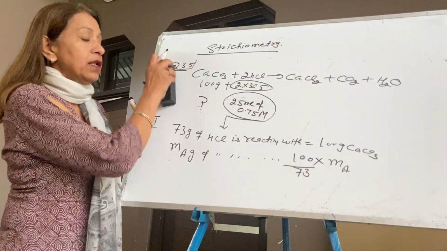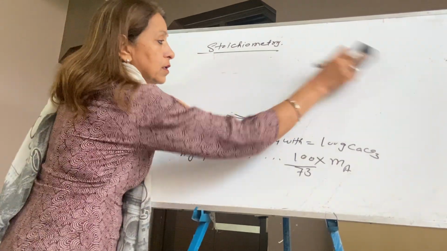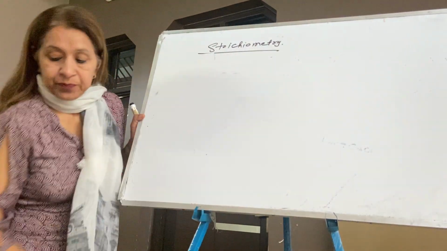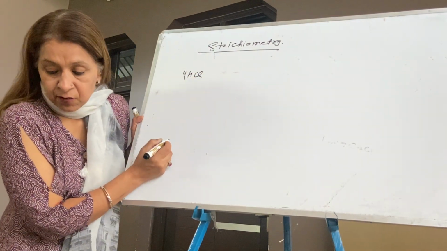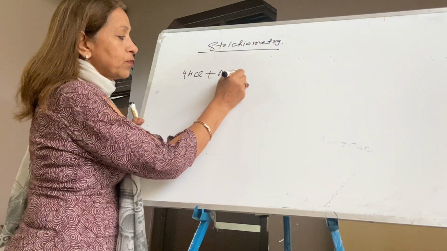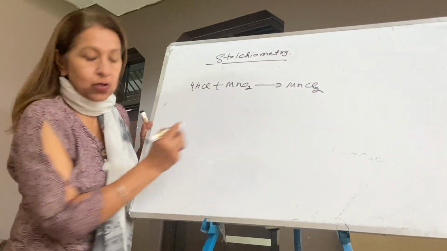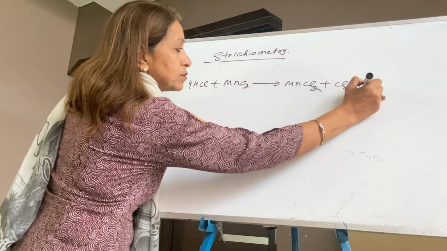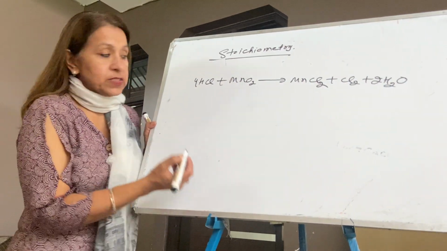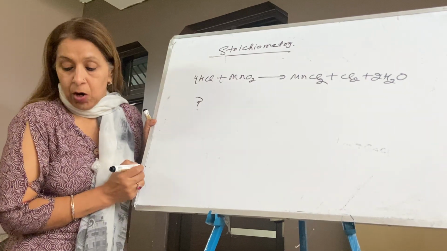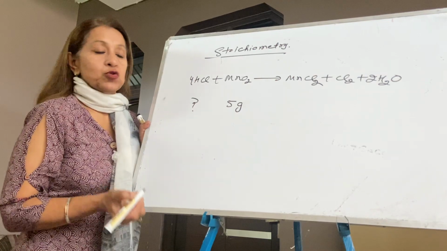Now I am taking the next numerical, a very simple numerical, again of the same topic. Write down the reaction, numerical number 36: 4HCl plus MnO2 gives MnCl2 plus chlorine plus 2 water. Now what is the question they are asking? How many grams of HCl will react with 5 gram MnO2? 5 gram MnO2, right?